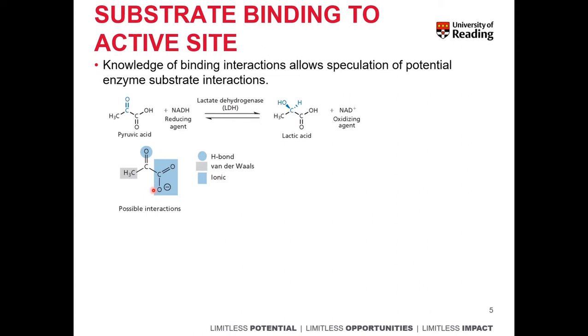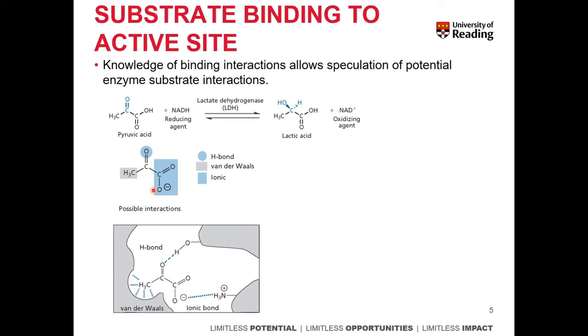Now indeed, from looking at these three groups, this is what actually happens in the active site of the enzyme. So we have a hydrogen bond formed from a donor group, so we have our OH group here, and this forms a hydrogen bond with the carbonyl, which acts as an acceptor. We also have our van der Waals interactions here with the methyl group on the molecule, and this helps hold the substrate in place. Now we also have an ionic bond that can form between a positively charged amine side chain and the carboxylic acid group as well.